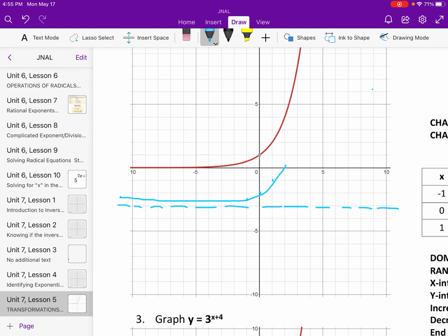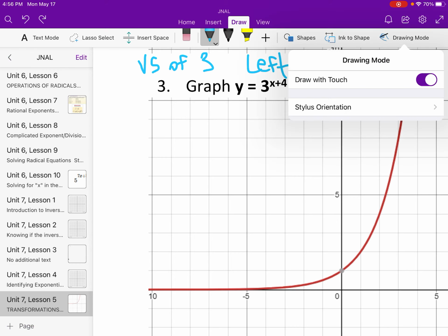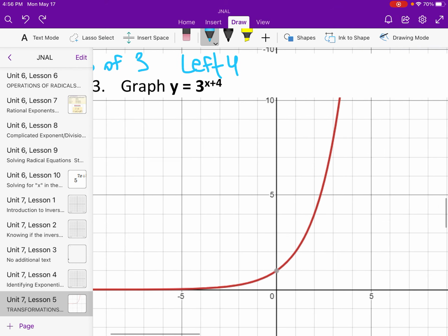What changes do we have? Oh, well, we see instead of a 2, there's a 3. So that means we have a vertical stretch of 3. And then we have plus 4 here. That means left 4, because it's plus. And why is it not up or down? It's because the plus 4 is by the x up there. You can tell because it's smaller print.